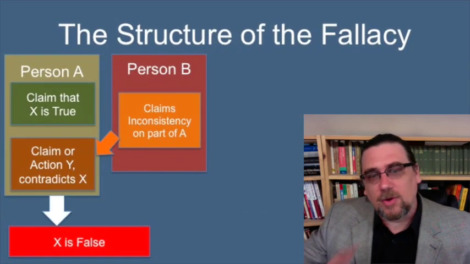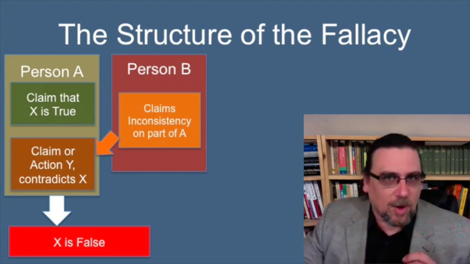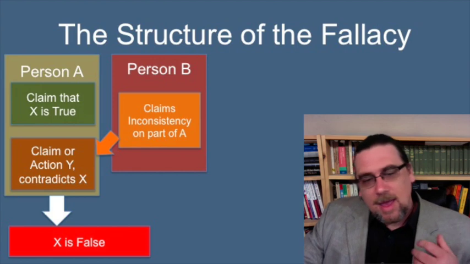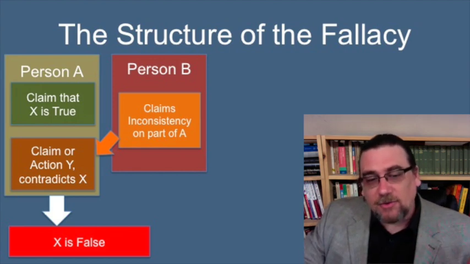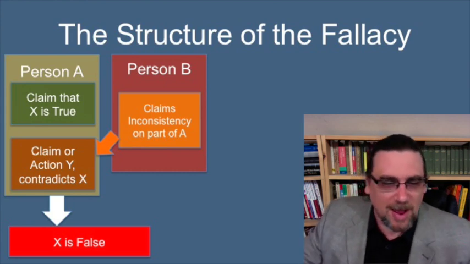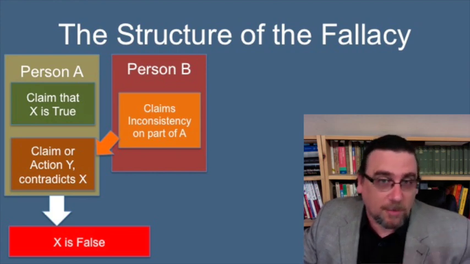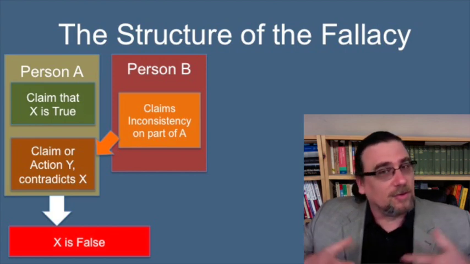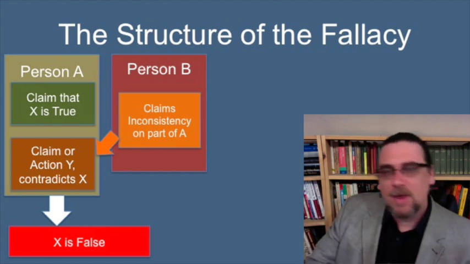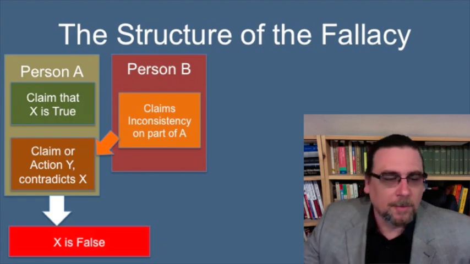If we look at the structure in graphic terms, what you see is we've got 2 people here. Person B is the one who's engaging in the fallacy. Person A is claiming that X is true, and then person B points out, look, there's some sort of inconsistency here on the part of person A. Why? Because there's also some claim or some action Y which supposedly contradicts X or is in some way incompatible with it. So what does that lead us to? The conclusion that X is therefore false.